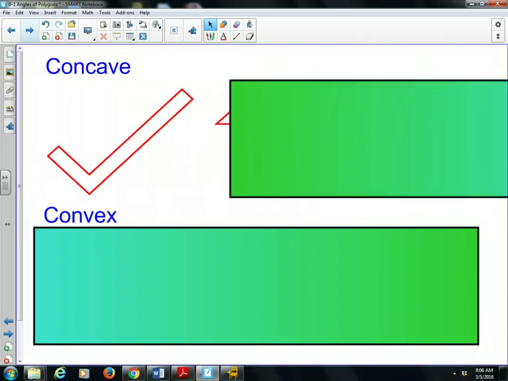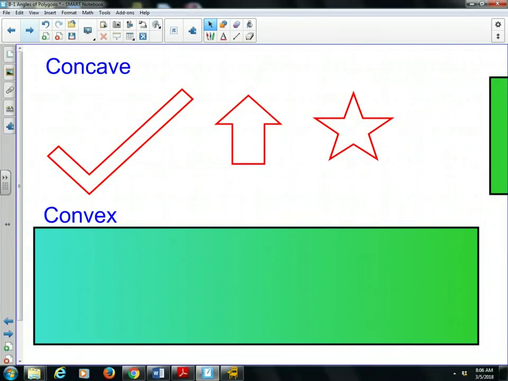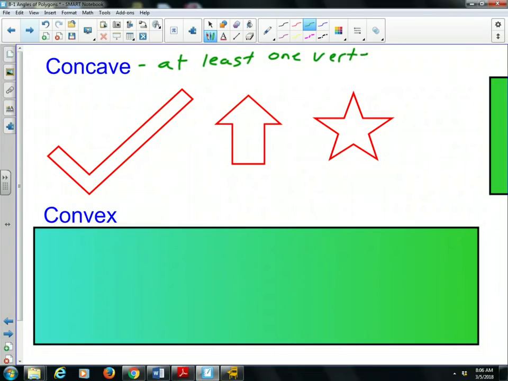A concave polygon, you guys could maybe draw these in your notes as some examples. A concave polygon is where at least one vertex is pointed in, like in towards the shape. So this vertex right here is pointing in towards the shape. If you were to extend this line, it would go through the shape.